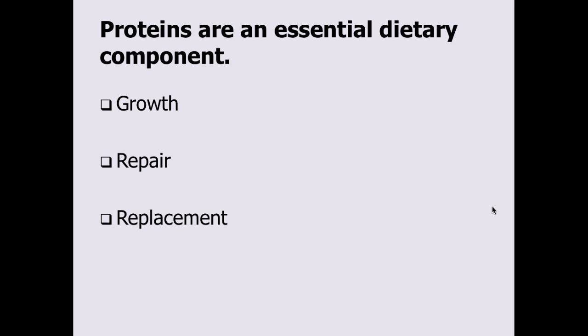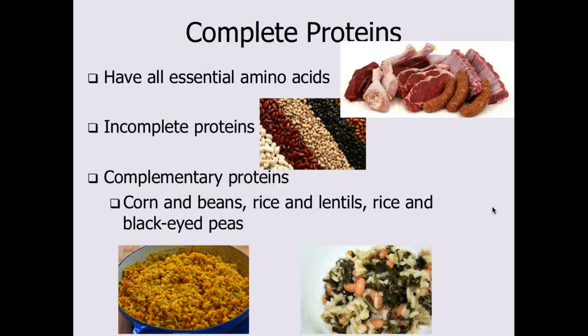Proteins are an essential part of our diet because we are not capable of producing all 20 amino acids, and yet we need proteins and the availability of all 20 amino acids for growth, repair, and replacement in order for our bodies to grow, to heal, and to replace lost cells. So it's important that we have a complete protein.